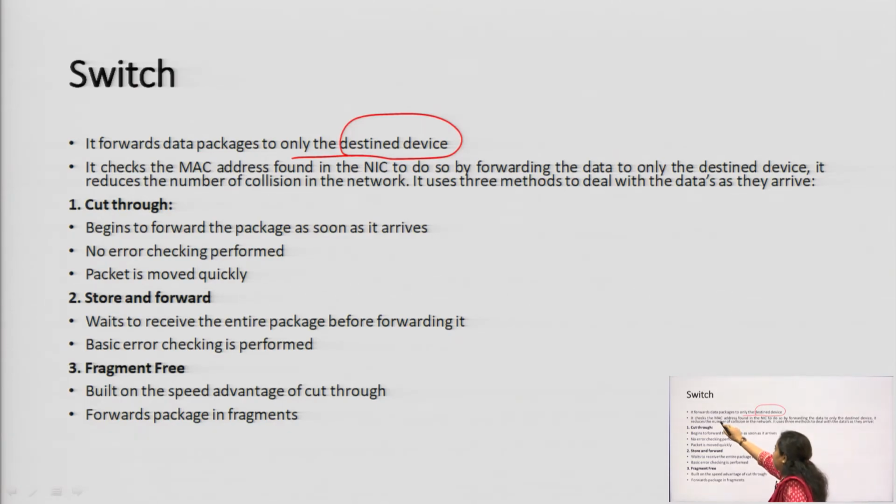It checks the MAC address found in the NIC. By forwarding the data to only the destined device, it reduces the number of collisions in the network. It uses 3 methods to deal with the data that has arrived. The first thing to note about the switch is that point to point communication is possible. Secondly, it will reduce the collision.